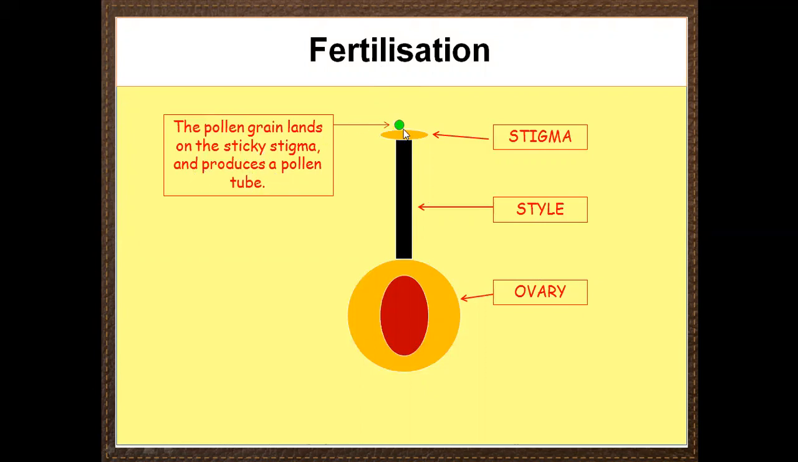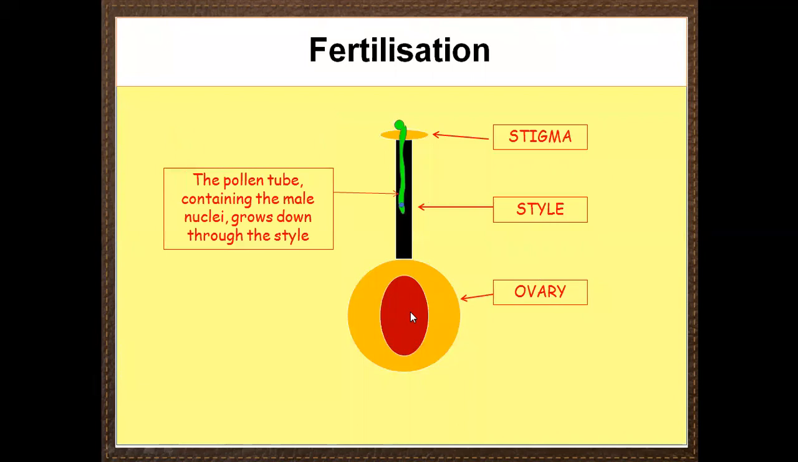The pollen grain falls on the stigma, so it will start to produce a pollen tube. This pollen grain contains haploid nuclei. Through that pollen tube, the haploid nuclei will transfer to reach the ovule, and in this ovule there will be an egg cell.